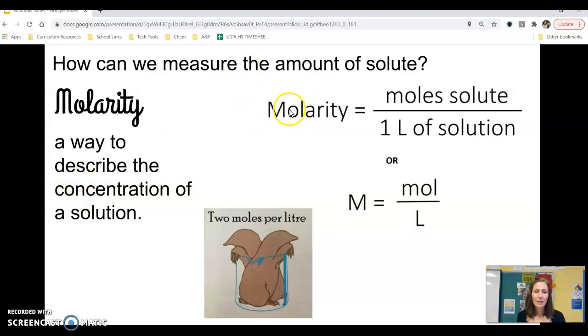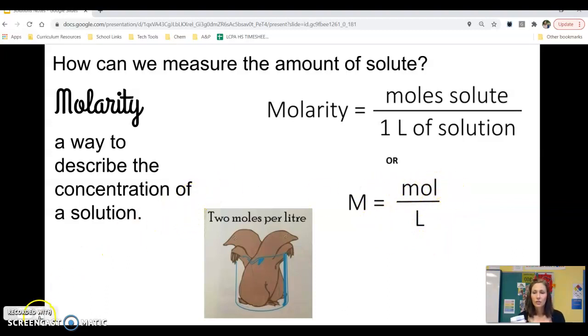Molarity uses a big capital M as its unit, and it's equal to the moles of solute divided by the liters of solution. When we're calculating molarity, we have to use liters for our calculations. Often you'll be measuring or given milliliters, but you need to use liters when doing your molarity calculations. You can use the unit of M or moles per liter when describing molarity.